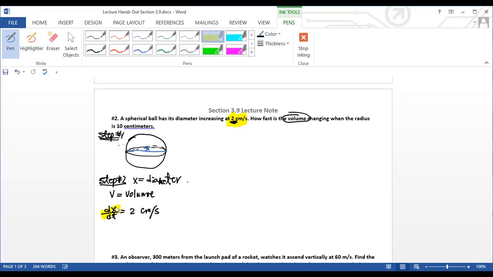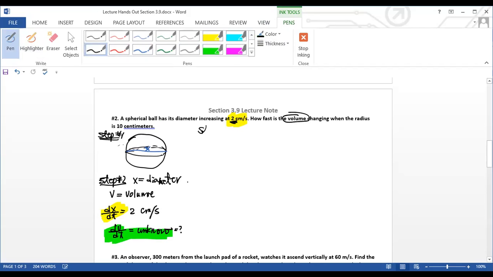Okay, so this is related to the information we try to find. And then they say, how fast is the volume changing, right? So this is dV/dt. This is unknown, and that's what we are looking for, right? So let's highlight it. This is what we want to find, so that's the problem we try to solve.